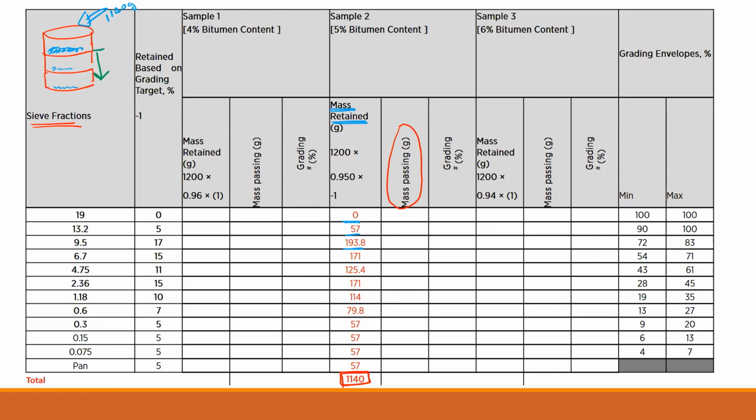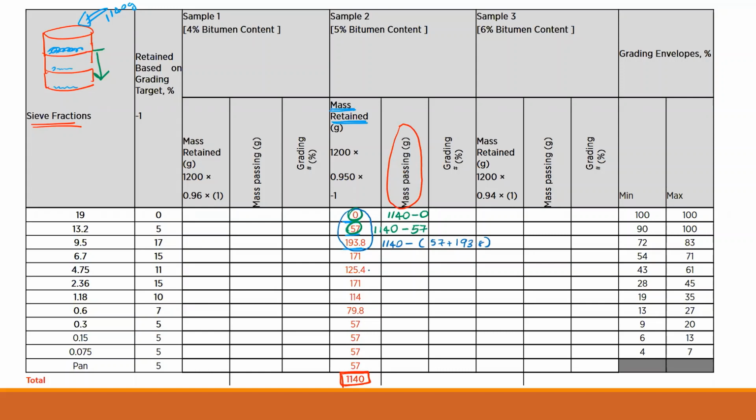So how do we find that? You have 1,140, and only 0 remained in the first sieve. So if you subtract that, the rest went through. If you go to the second one, you have 1,140 total, 57 retained in the sieve, the rest went through. So 1,140 minus 57 is your next mass passing. If you go to the third one, that will be 1,140 minus all of these, which didn't go through, they remained in the top sieves. The rest went through, so you have to subtract all of this. So that is 57 plus 193.8.